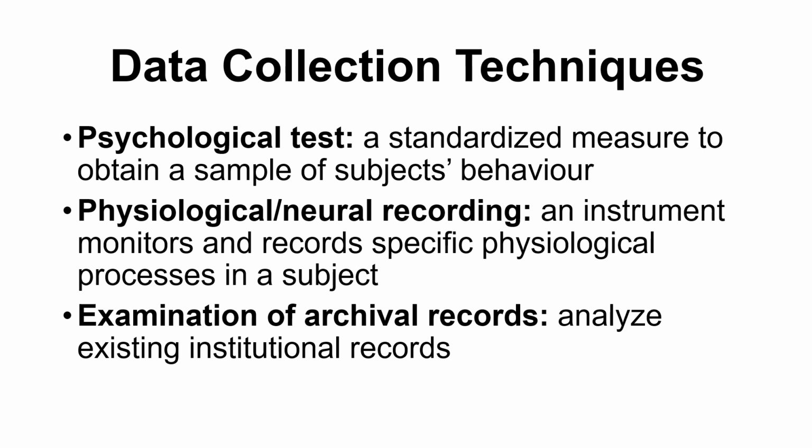And then the last of our types of data collection techniques is something that's often overlooked, and this is the examination of archival records. Basically, when you go back and look at existing institutional records to see if there's any useful information that you might be able to use in a study. This is particularly important for things like correlational research, where you're trying to look at connections between different concepts. So archival records are sometimes a very useful source of information, especially in psychology.